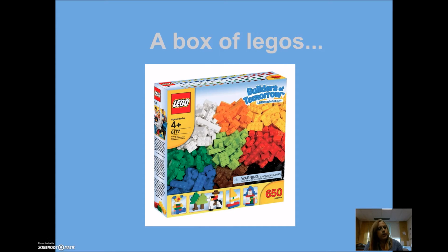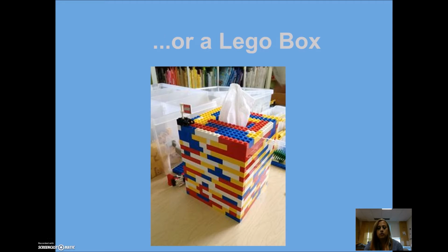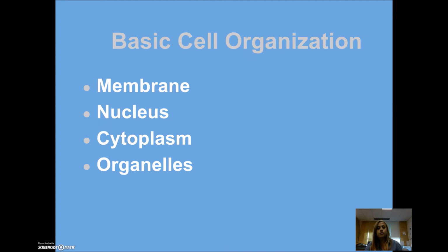So it's like talking about a box of Legos. Here we have a box that contains 650 pieces of Legos versus a Lego box, something that's constructed or made entirely of Legos. And so we are actually more like this Lego box. We are made of cells.